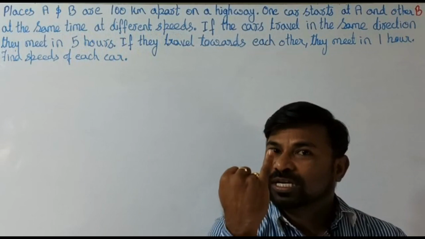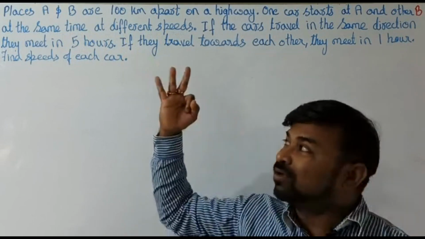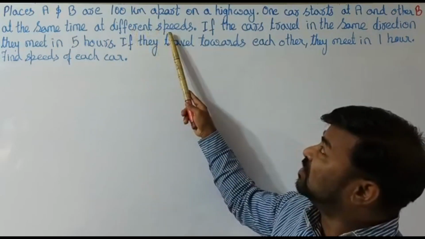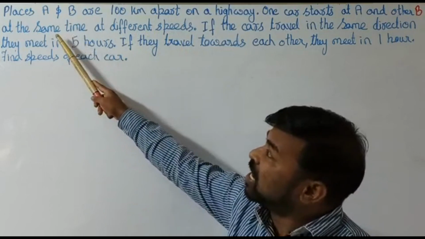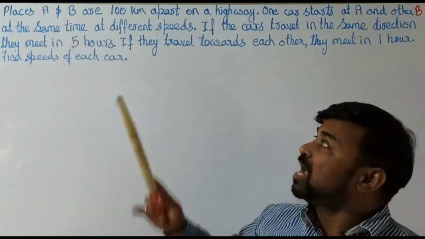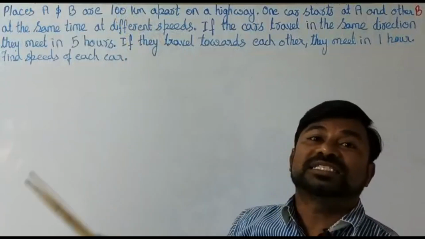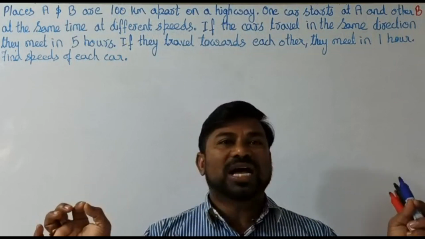Just now I told you distance, speed and time. Here they said different speeds, meaning two different speeds. Time: same time, they are traveling at the same time. And they are supposed to cover a distance of 100 kilometers. So two cars are moving.